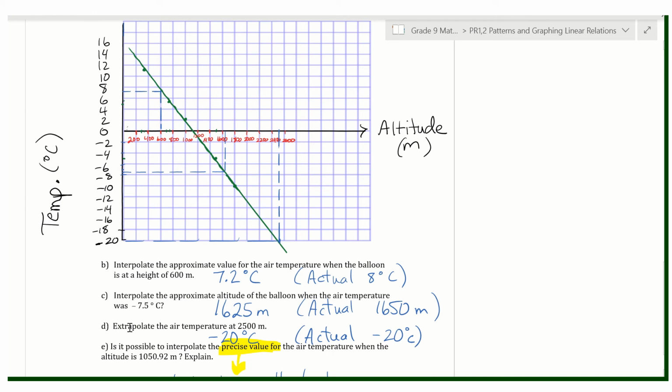Okay, letter D says extrapolate the air temperature at 2500. So 2500, here it is, 2500. So I had to go down to the line, right? I had to hit the line that I graphed, which is here. So I went down, down, down, and I noticed it struck right here when the temperature hit minus 20. And the actual is minus 20. So my graph seemed to have straightened out and been pretty accurate. Okay, so that's called interpolating and extrapolating, just reading points off of the line that you graphed.